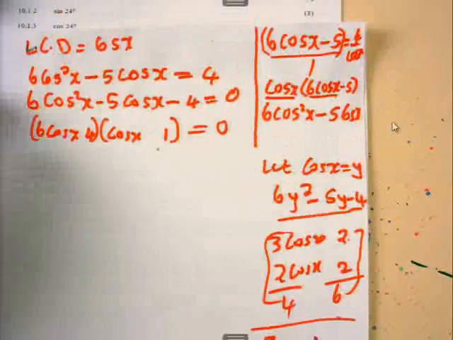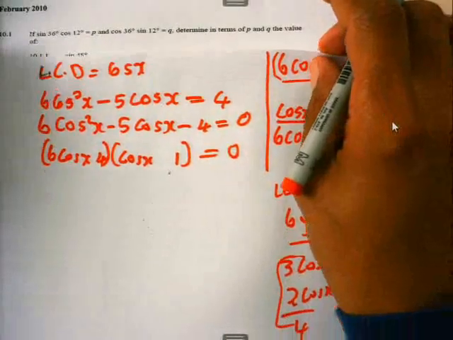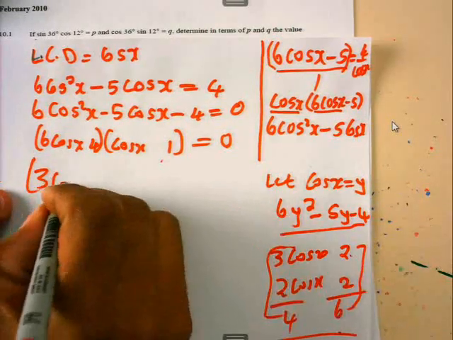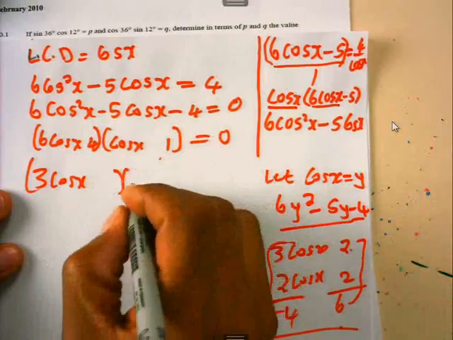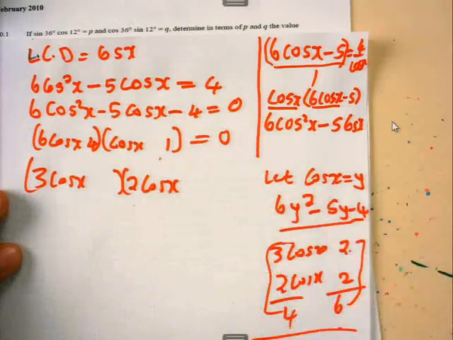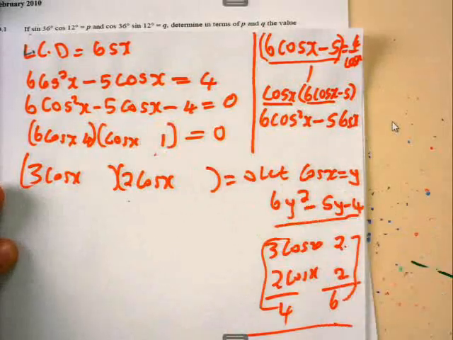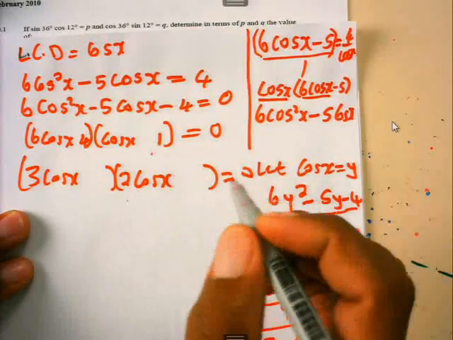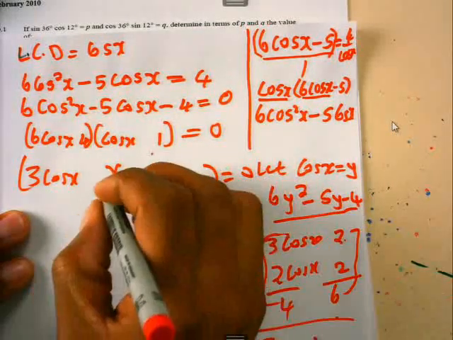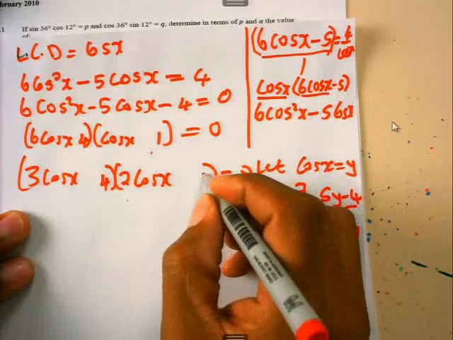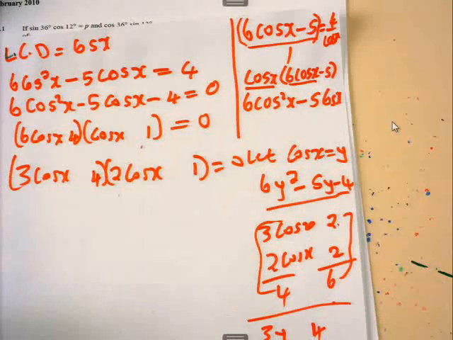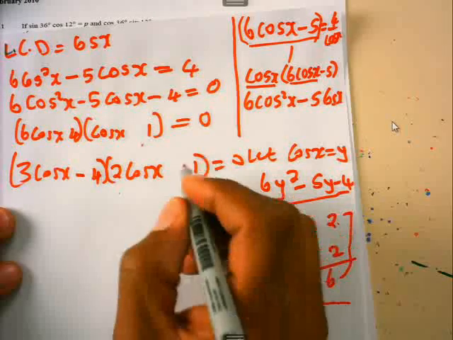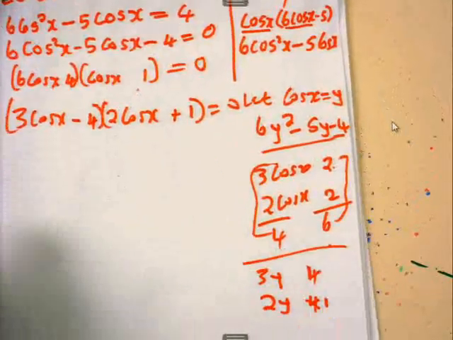Right. Now, boys and girls, let us move to this one here. 6 cos x minus 4, this one. Then we have 3 cos x, and we also have 2 cos x, and it equals 0. We have 3 cos x here, and we have 2 cos x. We take 4 this side, and we take 1 on the other side. The signs will be minus as well as plus.